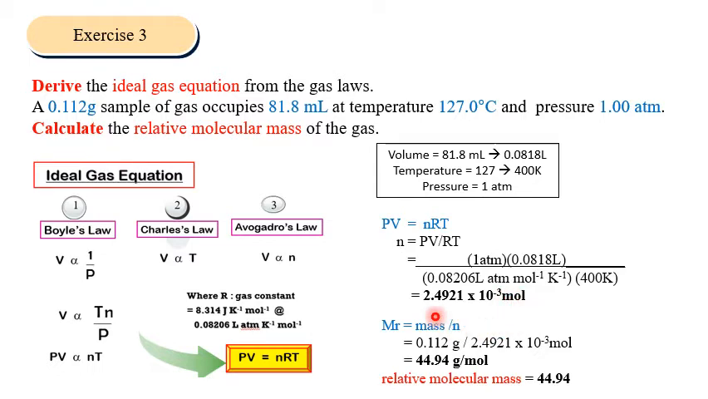Then mass, 0.112 gram, divided by the number of moles that we got in the earlier part, and we get 44.94 gram per mole. This is the molar mass. The question asks for relative molecular mass, so we need to cancel off the unit. So the answer is 44.94.